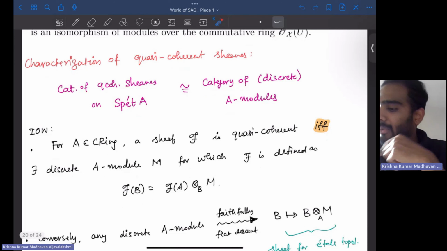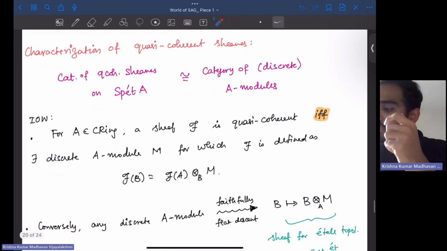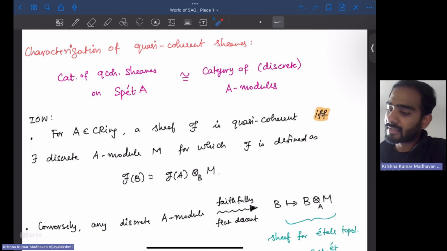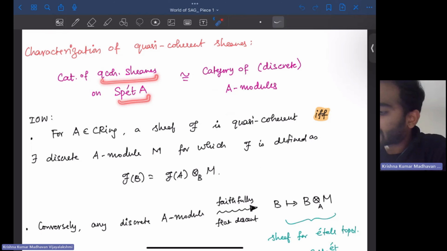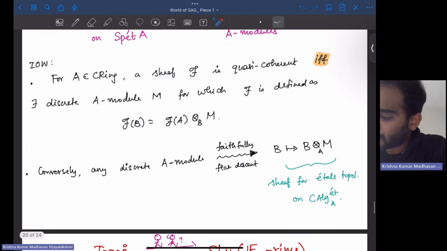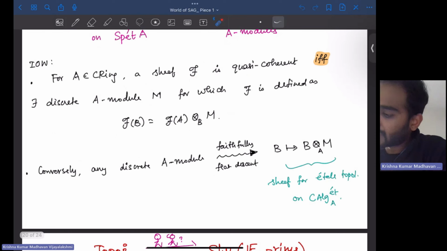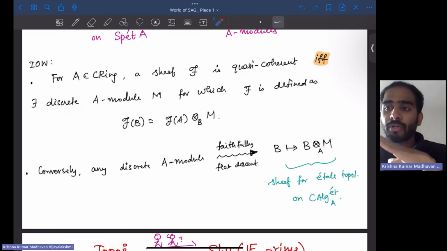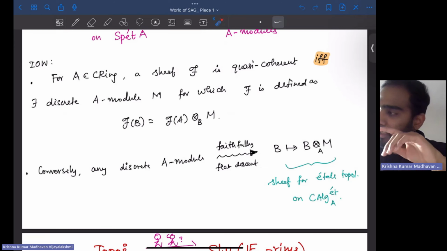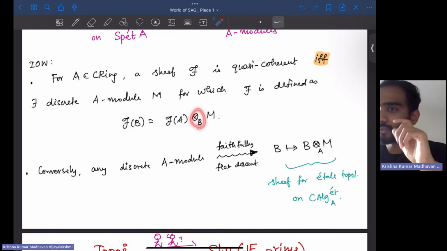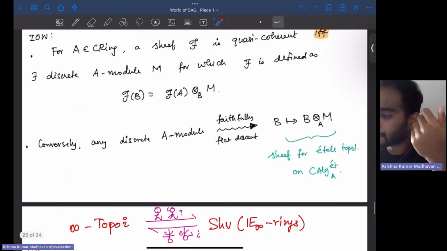And characterization, how can one characterize quasi-coherent sheaves using module structure? So there is this good correlation between the category of quasi-coherent sheaves on Spec A and the category of discrete A modules. So in particular, if we have a sheaf, it is quasi-coherent if and only if there's a discrete A module. By discrete, I mean this module doesn't have a homotopy structure, so all the pi n's for n not equal to 0 are just 0. And for which F is defined as this tensor product here. So this would be a derived version of a normal tensor product called the derived tensor product.